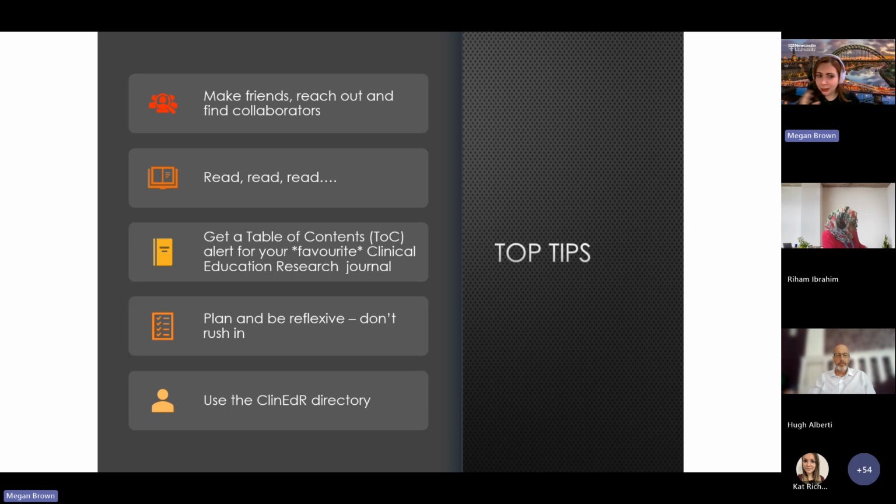To do that, you can get alerts and sign up for the newsletters and updates for clinical education research journals. That's quite a low effort way of receiving updates on what's being published. Similarly, you can do that on Google Scholar. You can set alerts for topics that you're interested in or keywords, and you can get emails to your inbox. So it's a really easy way to just see quickly if there's anything that's been recently published that you're interested in.